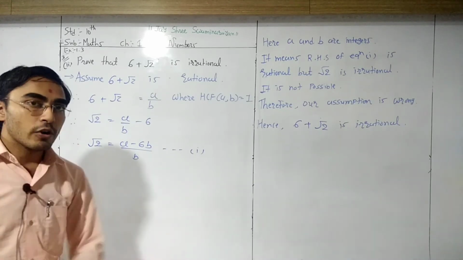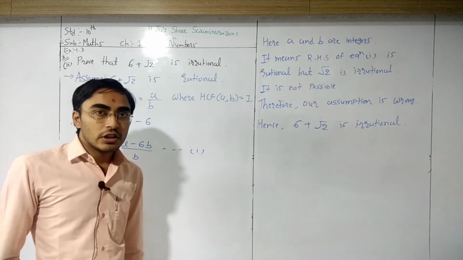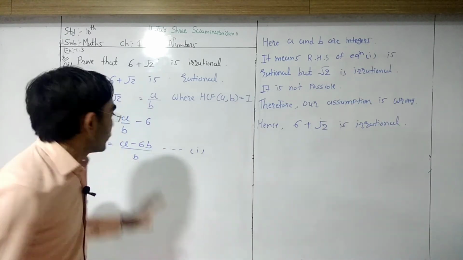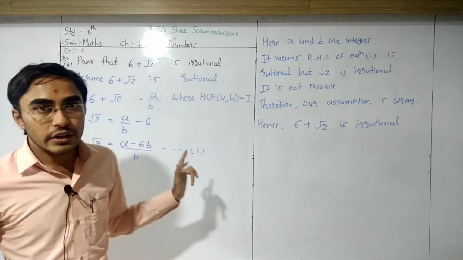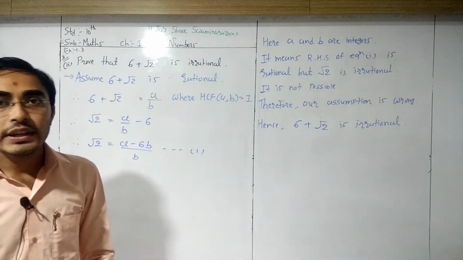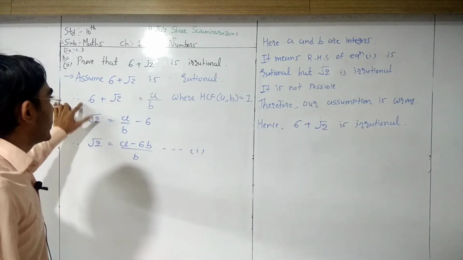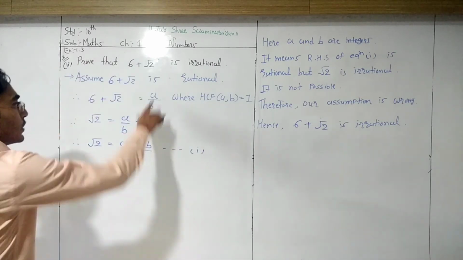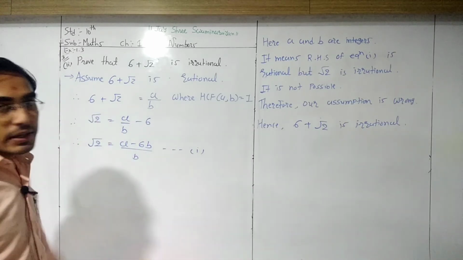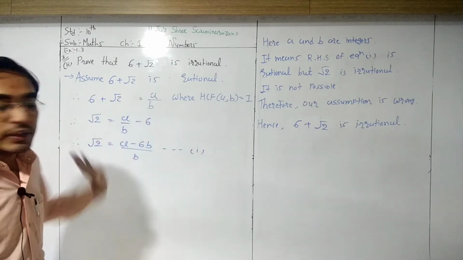Now, here we have root 2, and we know that root 2 is an irrational number, so we want root 2 on one side. In the left hand side we only want root 2, so all the other numbers we need to transfer to the right hand side. So transfer this 6 to the right hand side: we have a by b, and if we transfer this plus 6, it becomes minus 6. So a by b minus 6.